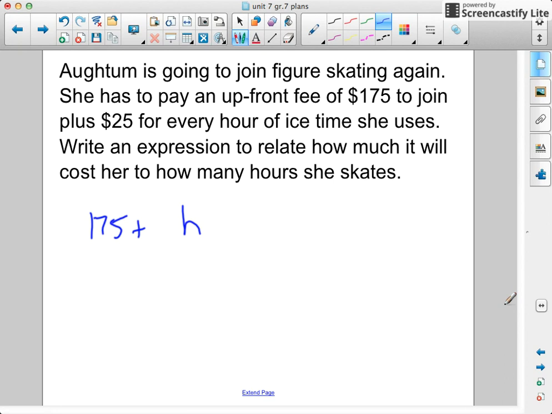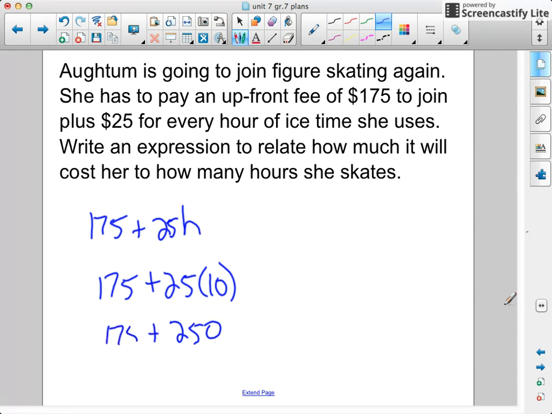So if you times $25 by however many hours she skates, you'd find out how much it costs. So that would be my expression. 175 is my constant, plus $25 per hour. So you could figure it out if, let's say, you wanted to know if she skates 10 hours. So you go 175 plus 25 times 10, which would be 250 plus 175, which would give you $425. So that's the kind of expression you can write and then use it to answer different questions.